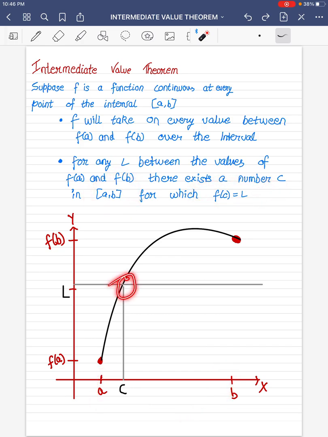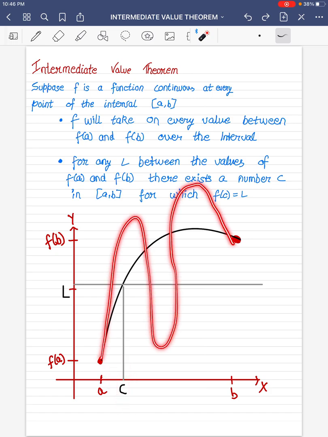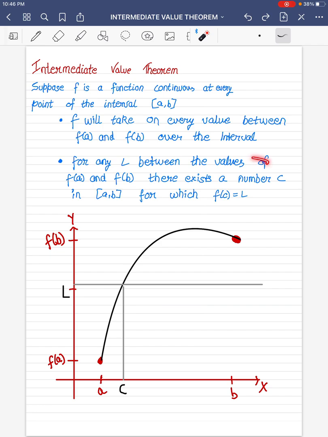So we can see that f of c equals L. Now we are getting only one such value of c. But if I had drawn any complex function like this, I would have got many values of such c. So it says that there exists at least one value that satisfies this condition. However, there can be many such values. So let's take a better understanding of this.